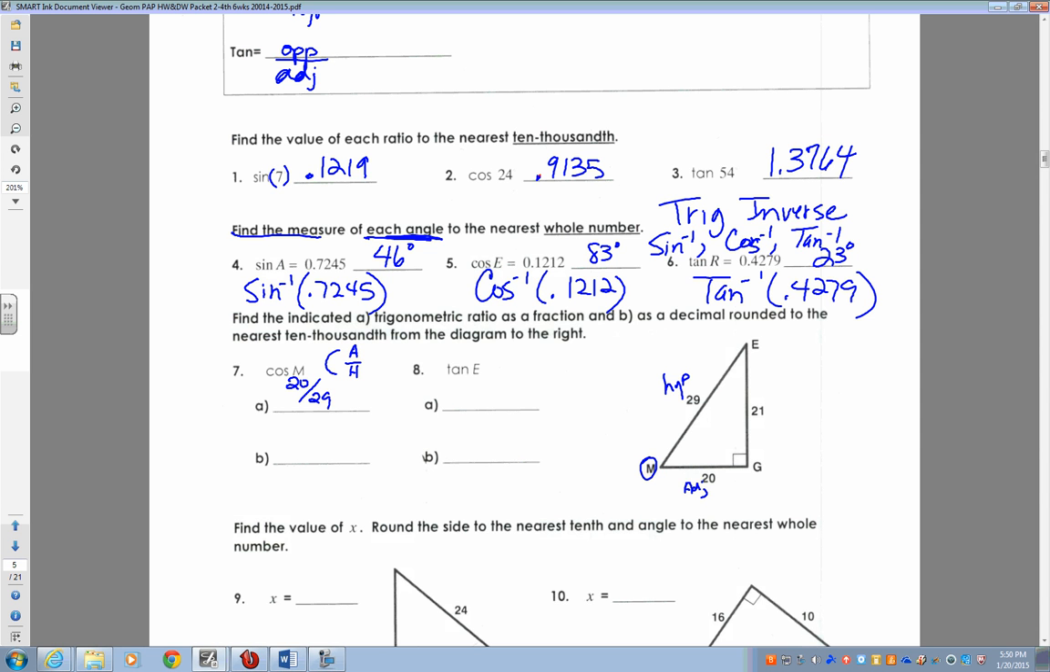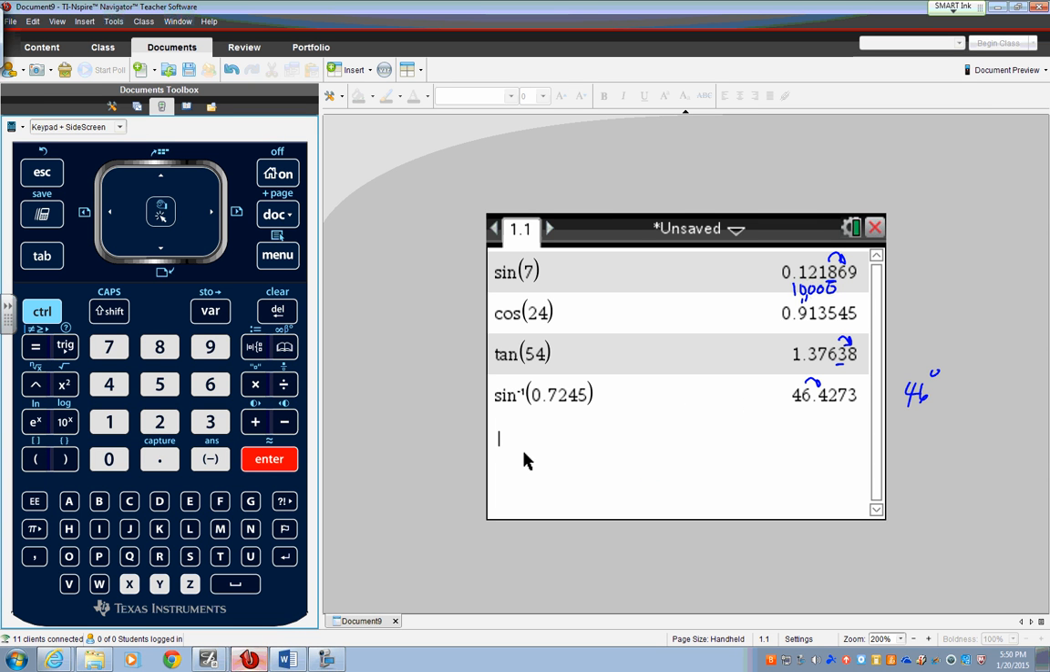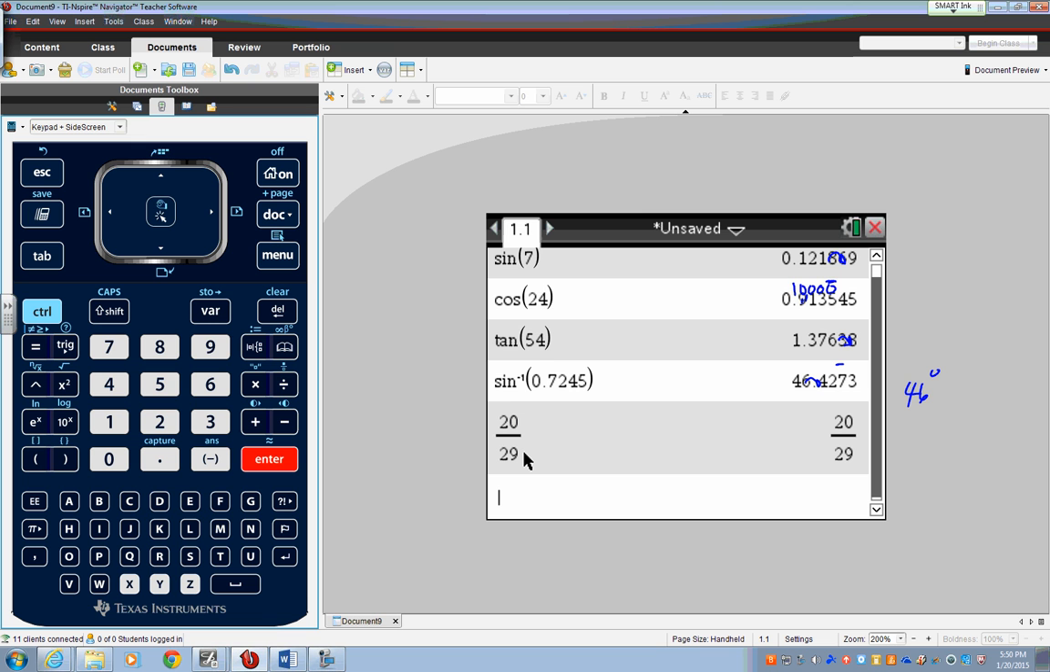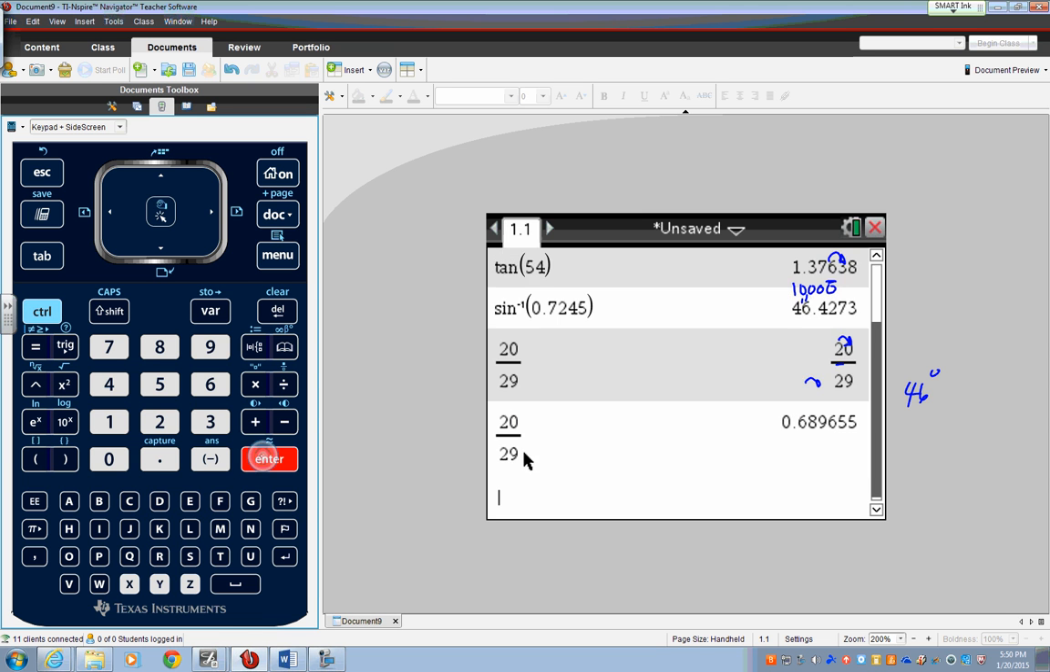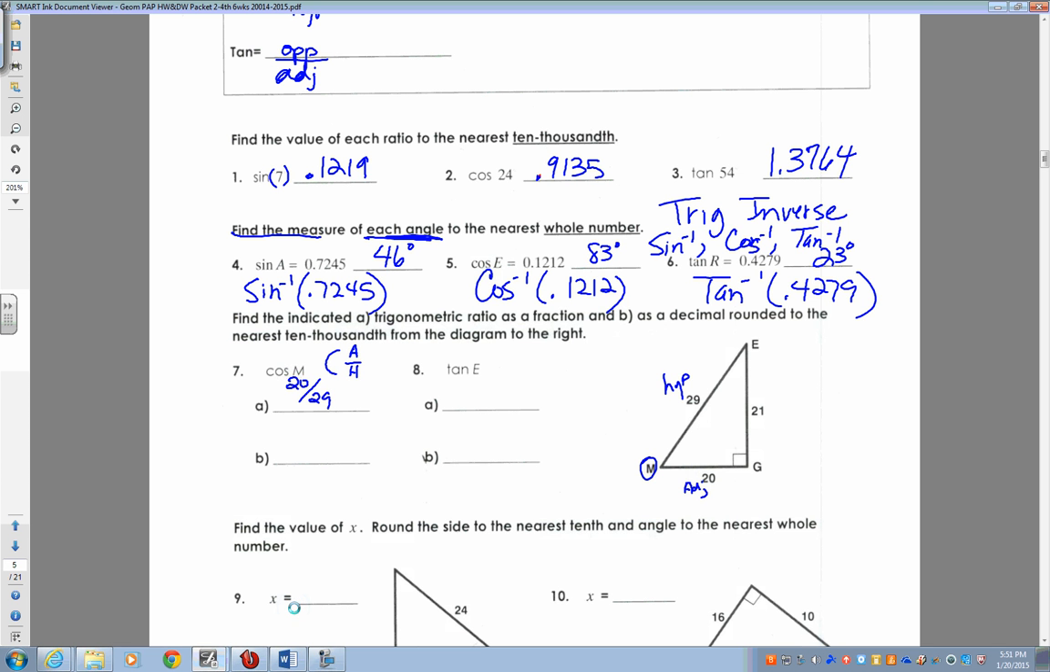They want the ratio as a fraction, so there's my fraction, and I can't reduce that fraction. And then they want the ratio as a decimal. So the fraction was 20 divided by 29. Well, there it is. Can't be reduced anymore. To get the decimal, you would hit Control and then Enter, and that would convert the fraction to a decimal. I want that decimal to the nearest 10,000ths, which is 4 decimal places again. So we would get 0.6897.